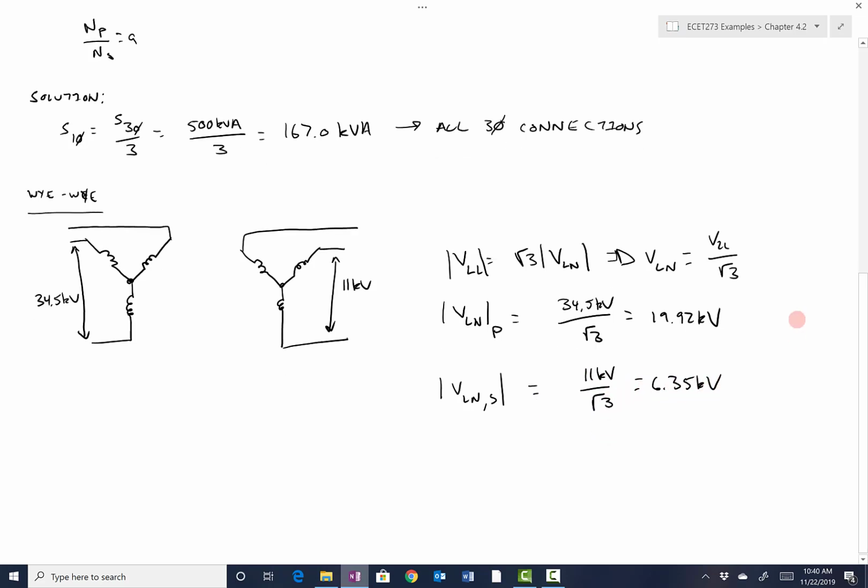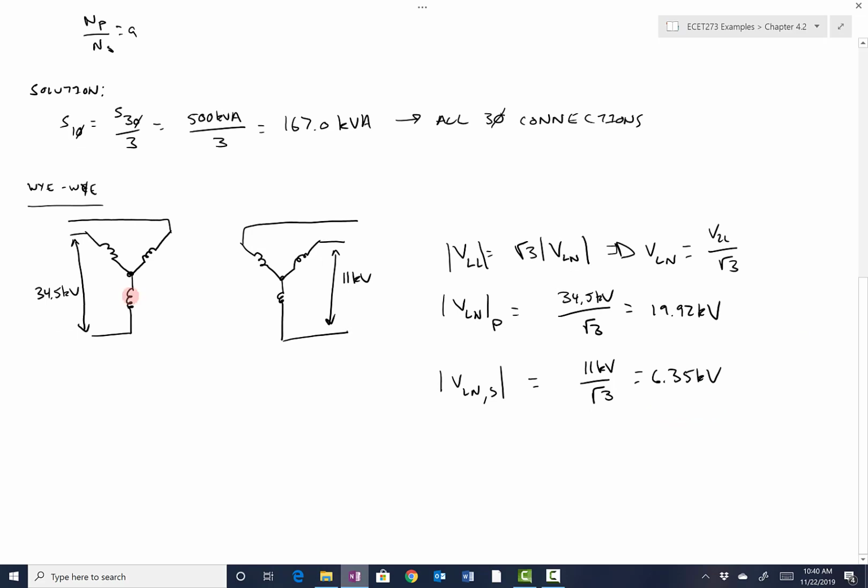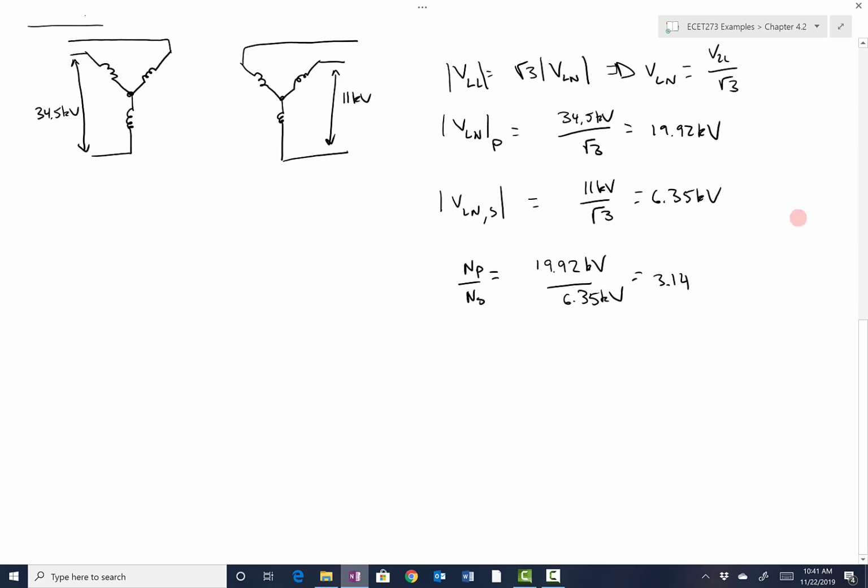The turns ratio of each of the individual transformers, of course, is based on the line to neutral quantities. So NP over NS, that required turns ratio to get this three-phase output voltage of 34.5 kV to 11 kV, we need to use the line to neutral quantities to determine, and that's going to be 19.92 kV over 6.35 kV equals 3.14 for our turns ratio necessary in the Y to Y. So we're going to move on to the next circuit, the delta circuit.